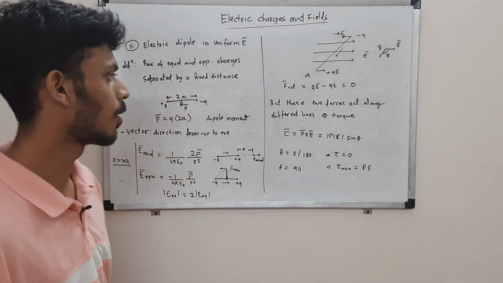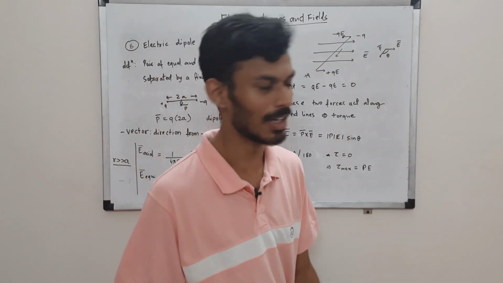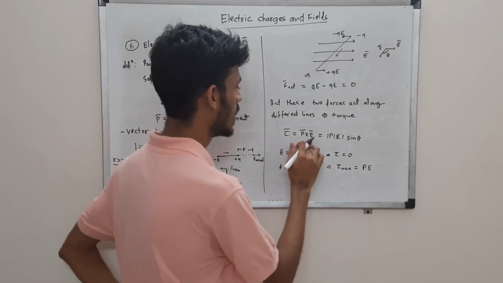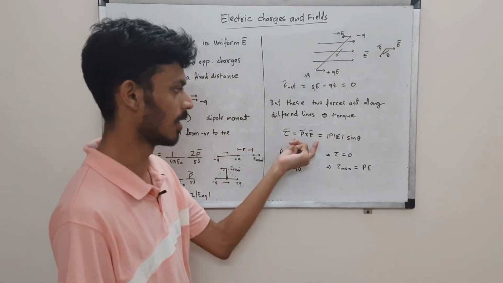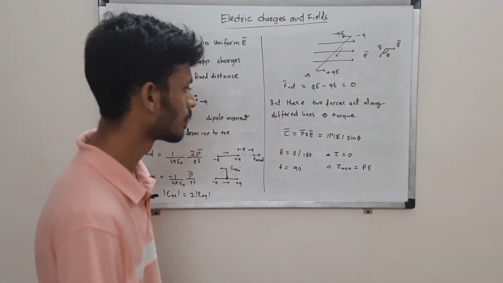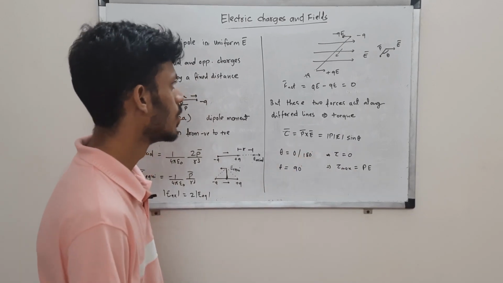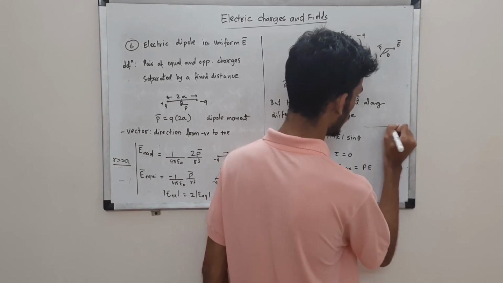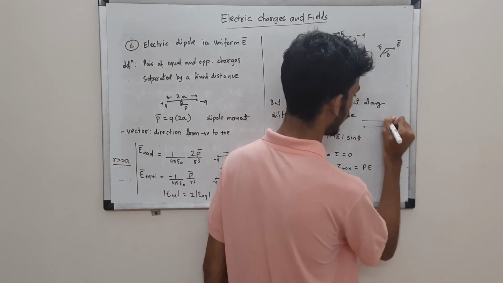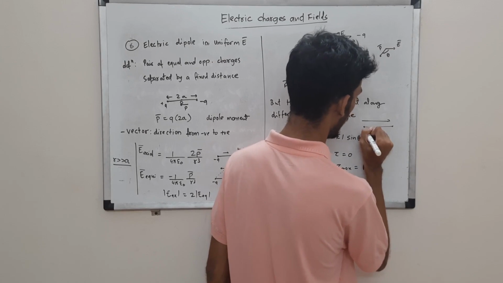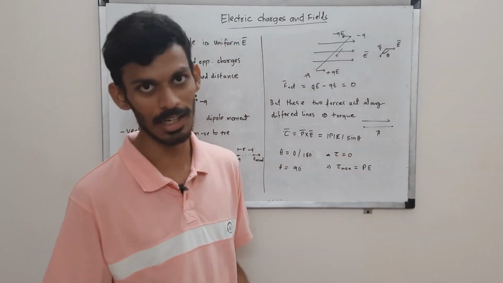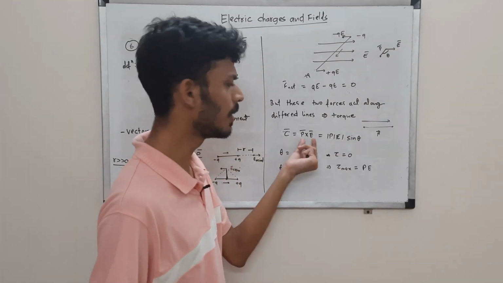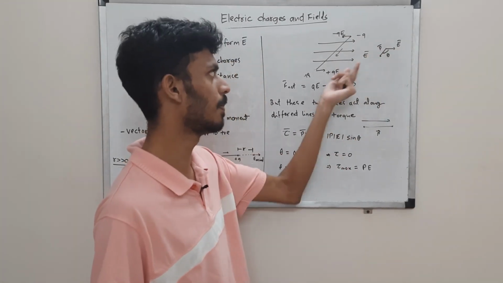We'll derive this relation when we come to the derivation session in the next class. So torque is given as P cross E, which is P E sin theta, right? Cross product, so sin theta. When the dipole and electric field are along the same direction, the torque will be 0 because sin theta is 0. Theta is the angle between P and E.